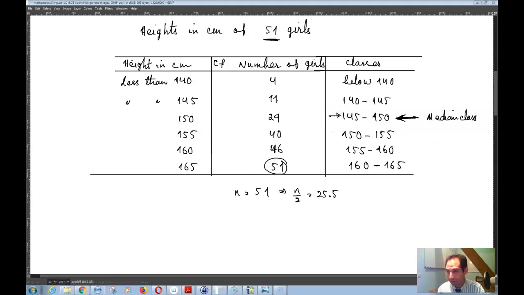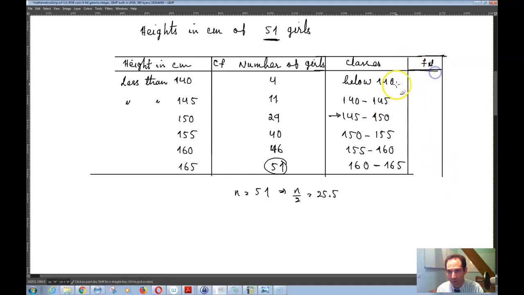Basically you need to find the frequencies of each of these classes as well. These are the cumulative frequencies. So based on these, you need to find f of i as well. So this becomes your f of i, and then you can calculate it based on these numbers. Now less than 140, the cumulative frequency was 4 girls, so the frequency related to this class is 4.